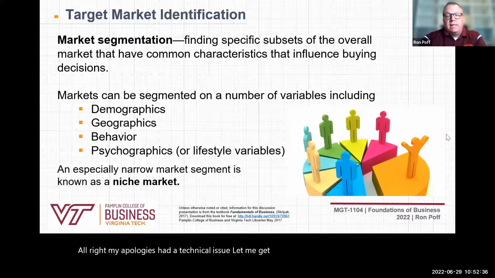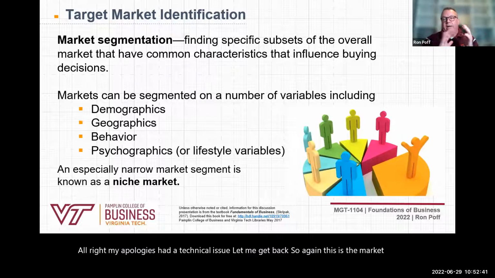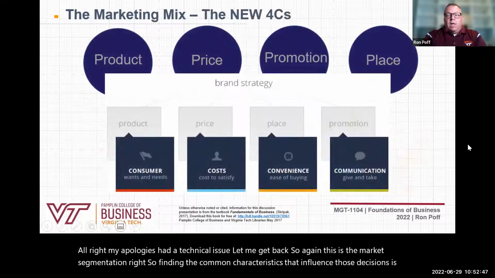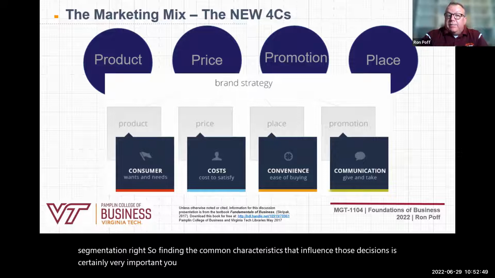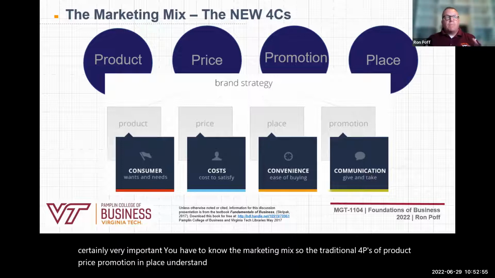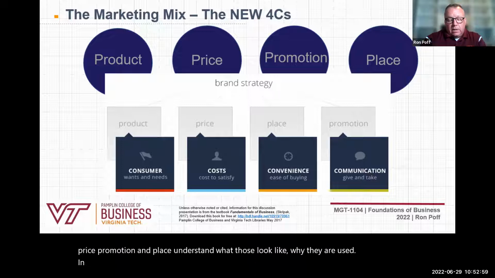So again, this is the market segmentation, right? So finding the common characteristics that influence those decisions is certainly very important. You have to know the marketing mix. So the traditional 4 Ps of product, price, promotion, and place, understand what those look like, why they're used in their definition of each one.